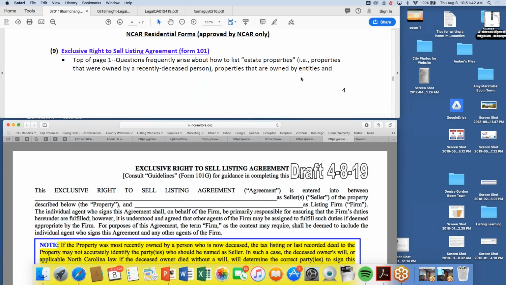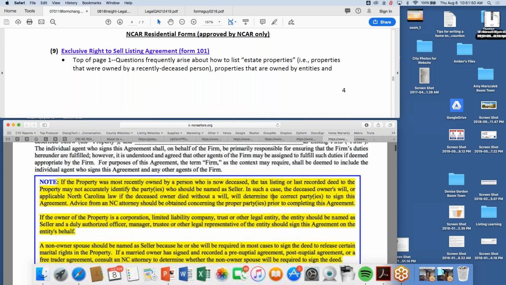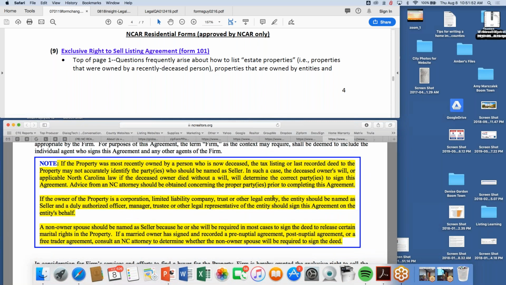So on the exclusive right to sell listing agreement, there have been a lot of questions regarding estates and how to handle estates. And it's interesting what they did. They just put another big blue box with a note out there.